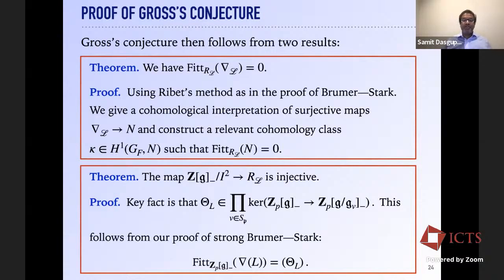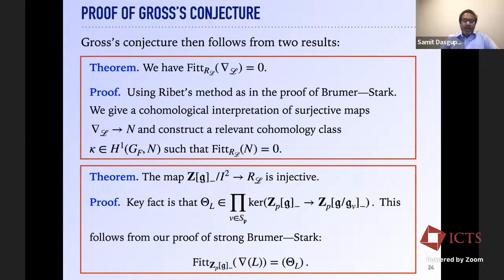Okay, so you give a cohomological interpretation of maps from Nabla L to some module N. And then once you have that, you construct the cohomology class that you need with this cohomological interpretation such that its fitting ideal is 0. And that's sort of Ribet's method, a beefed up version of what I described in a little bit more detail in the last lecture.